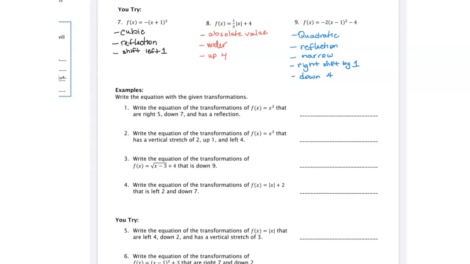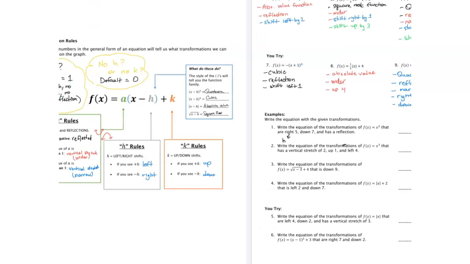So with the last part of the lesson, we are going to write equations with the given transformations. So number 1 says, write the equation of the transformations of f of x equals x squared. So that's our parent function for quadratics that are right 5, down 7, and has a reflection. So when we're thinking about right by 5, right and left shifts are controlled by our h value. And so since we have a right by 5, we're going to see a negative 5 for our h.